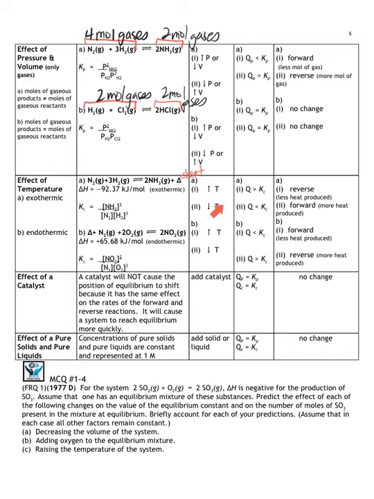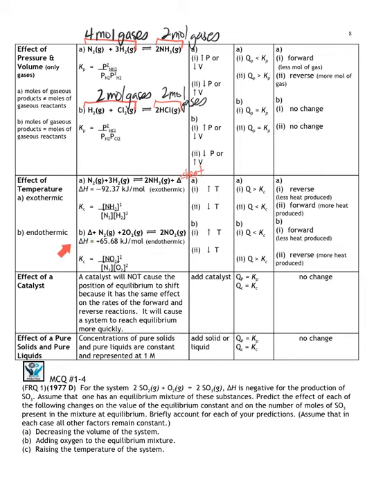Now we get to decreasing temperature. If you're decreasing temperature, the reaction wants to increase the temperature. How do you increase it? Going in the exothermic direction. That means forward, and that will produce more heat if you go forward.